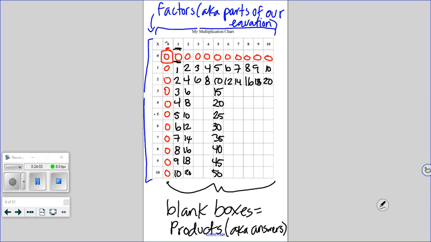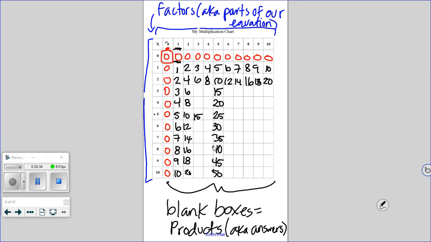0 times 5. What is 0 times 5, Hunter? 0. What about 1 times 5, Lily Marie? 5. We already have that written in. What about 2 times 5, Kate? 10. That's already written in. Barrett, what about 3 times 5? 15. We're going to record that right here.